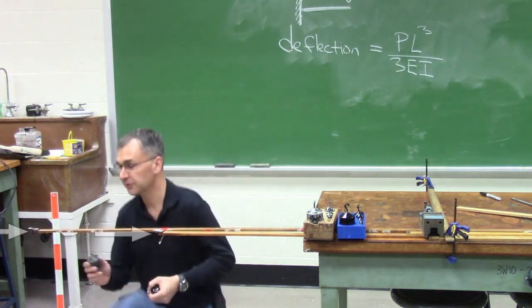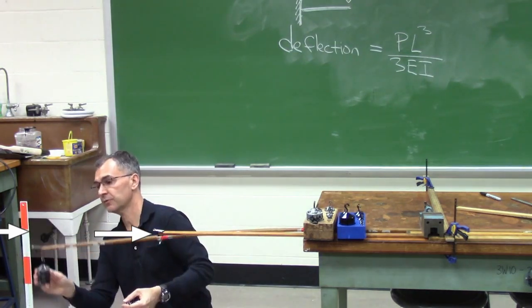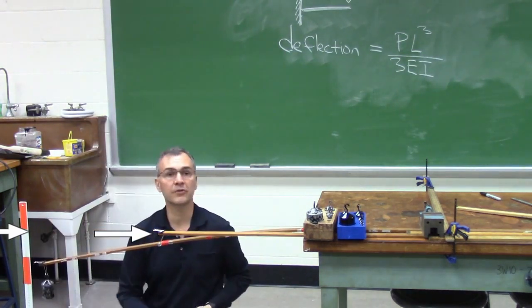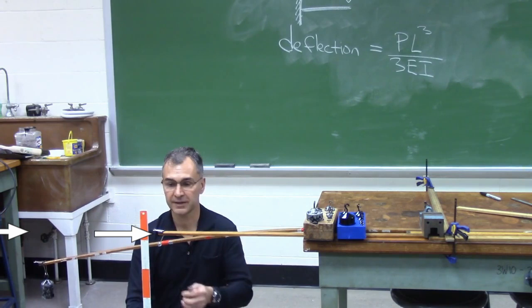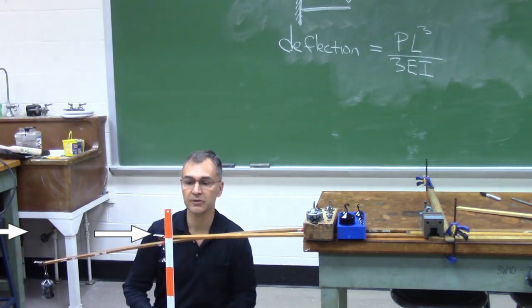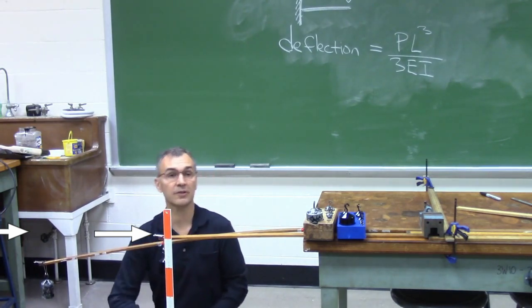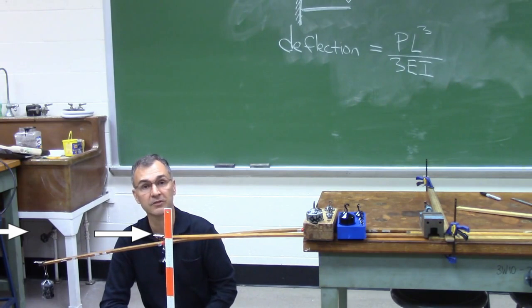Let's put half a kilogram on the end of this one. It seems to deflect about 12 centimeters. Let's put half a kilogram on the end of this one. It seems to deflect about 1.5 centimeters. That seems like pretty decent agreement with our expectation of 8 to 1.